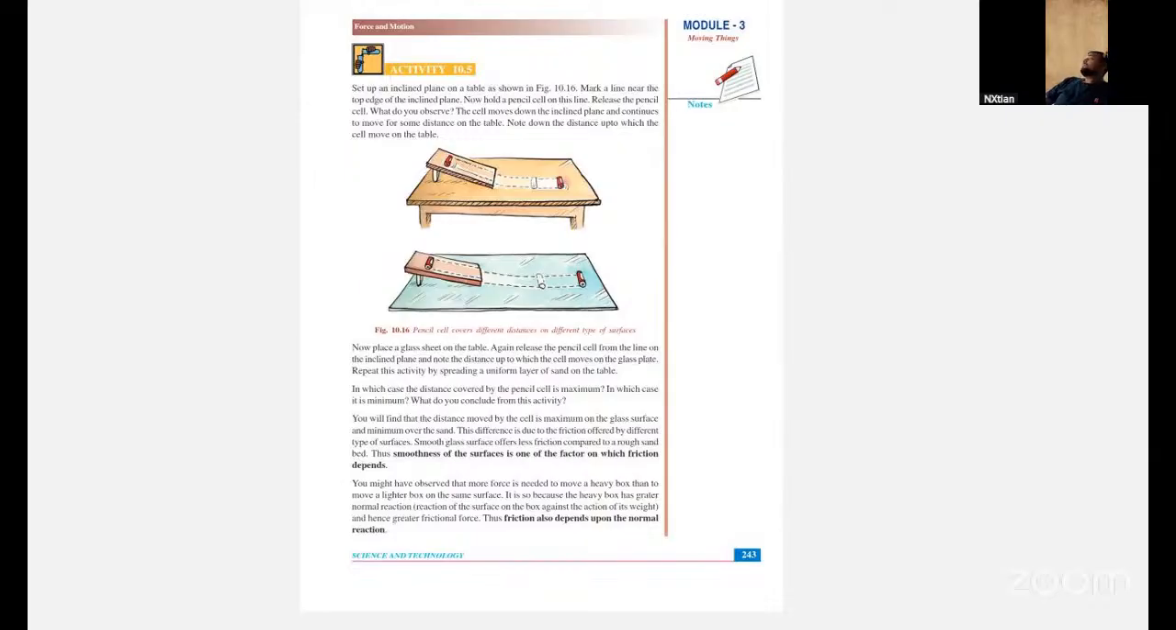You will find that the distance moved by the cell is maximum on the glass surface and minimum over the sand. The difference is due to friction offered by different types of surfaces. Smooth glass surface offers less friction compared to a rough sand bed. Thus, smoothness of the surfaces is one of the factors on which friction depends.